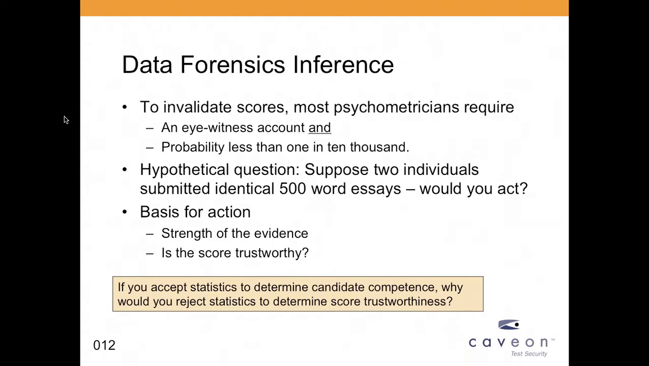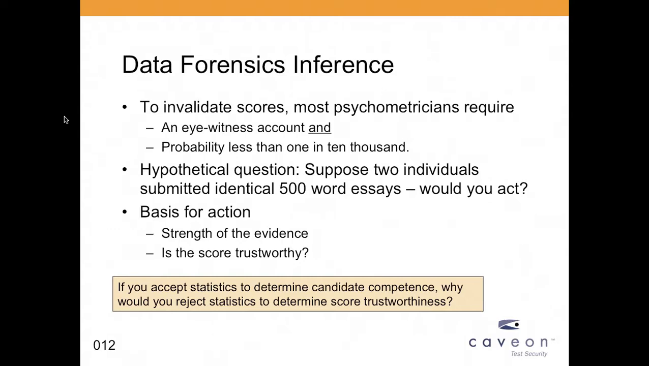Very different. And usually that's where we want to go with data forensics: talk about scores, not people. And we want to look at how this information comes together. A lot of psychometricians want an eyewitness account, where the proctor actually saw the cheating. That's usually not going to happen. So we have to resort to statistics.